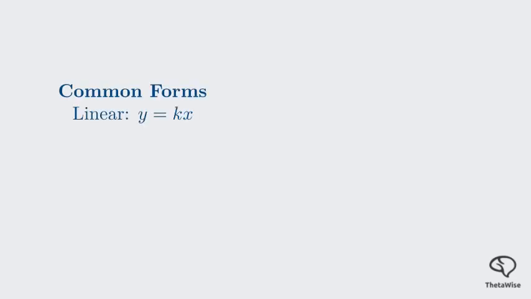Take a moment to look at these common forms. Linear, y equals kx. Square, y equals kx squared. Cube, y equals k times the square root of x. Inverse square, y equals k over x squared.